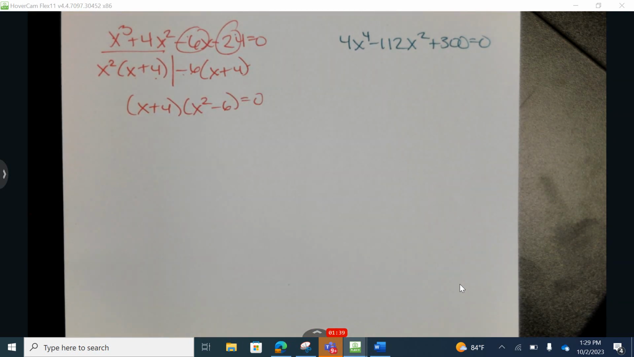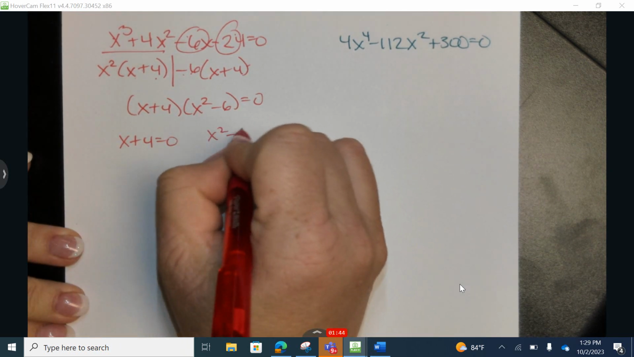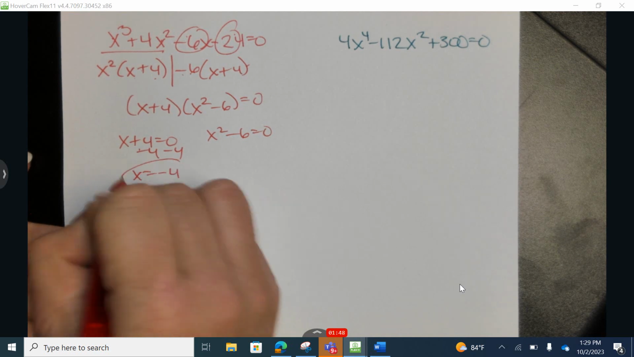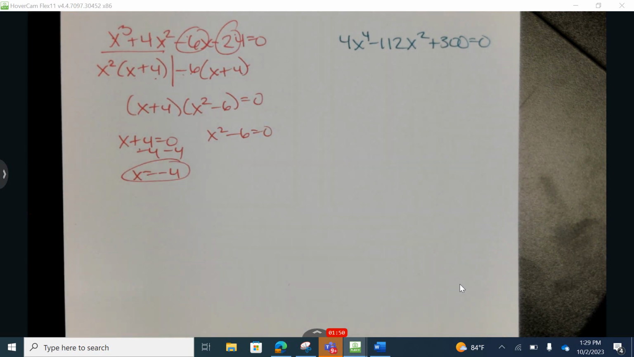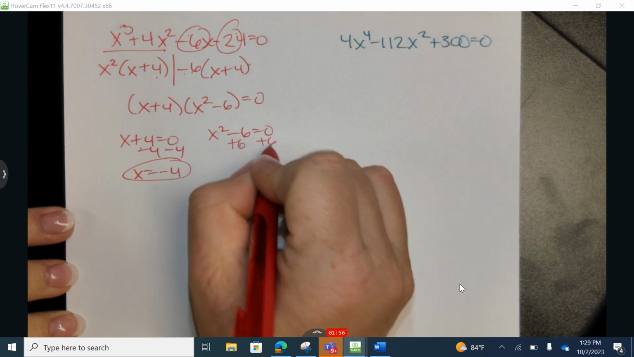I'm going to take each one of those parentheses, called factors, set it equal to 0, and solve. So I'll move 4 to the other side. And one common misconception was that if you get a negative answer, it can't be a solution. That's not the case. It's when you have x squared equals a negative. Here I'm going to add 6 to the opposite side.